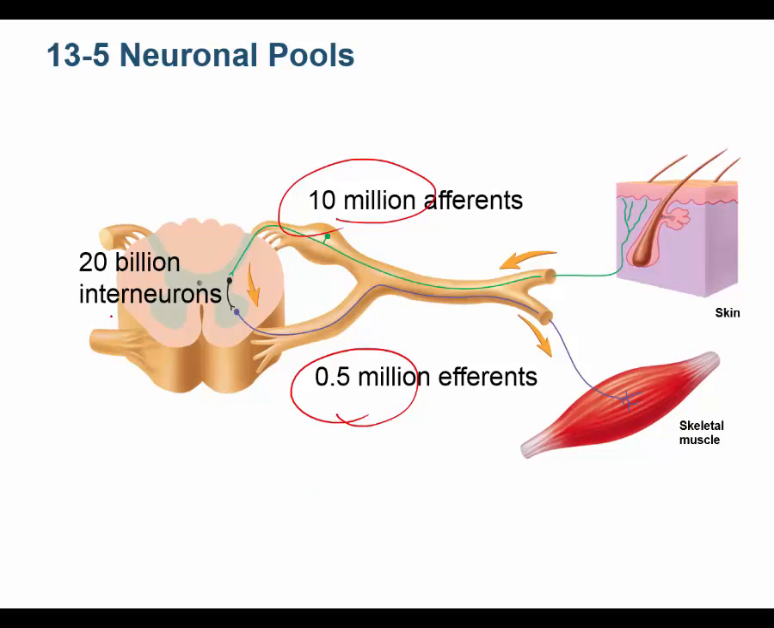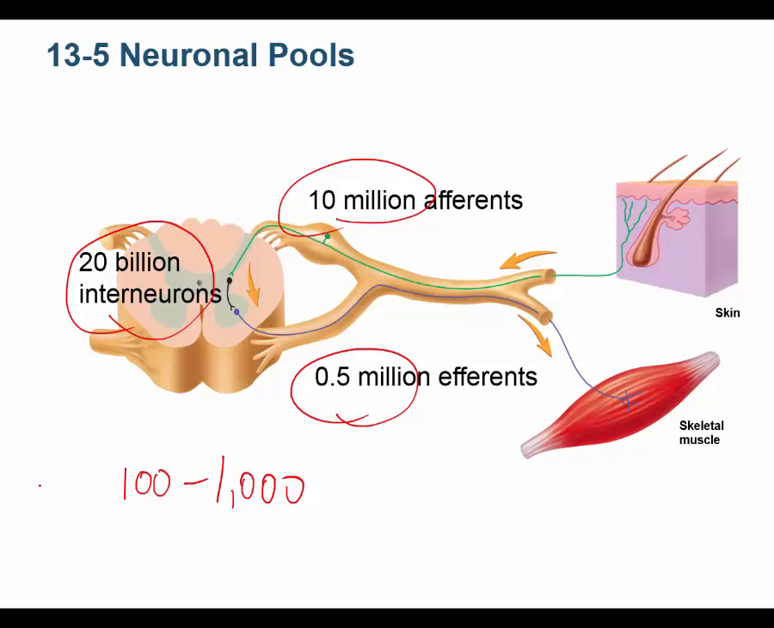But you have 20 billion interneurons, 20 billion. And these 20 billion interneurons combine to form pools, what we call neuronal pools. And there's only between 100 to 1,000 pools in the human body. And you're going to say, well, how come I don't know? That's a big difference. I don't know. We don't know all of the pools because some of these pools exist in the brain. And of course, we don't know everything about the brain. But 20 billion interneurons form between 100 to 1,000 neuronal pools.